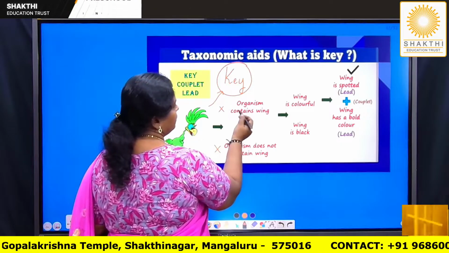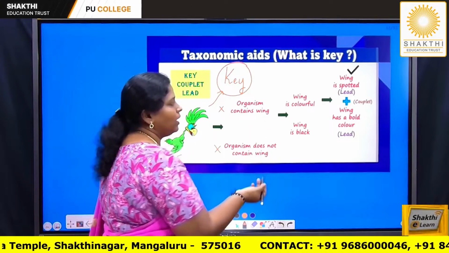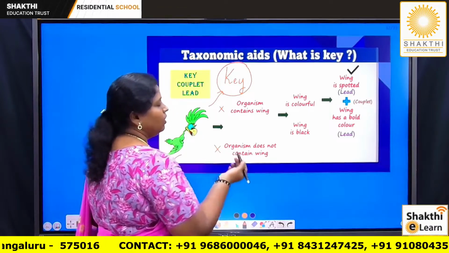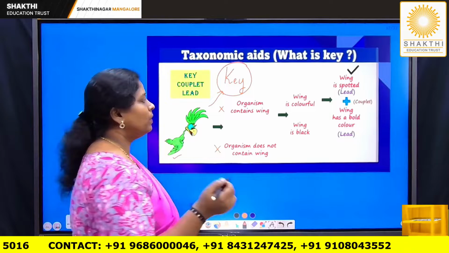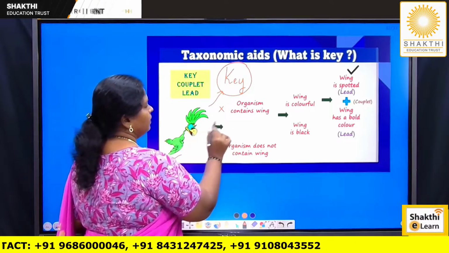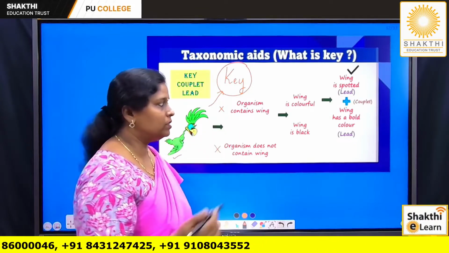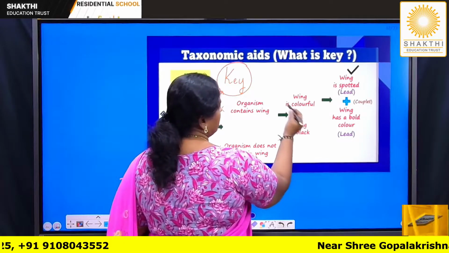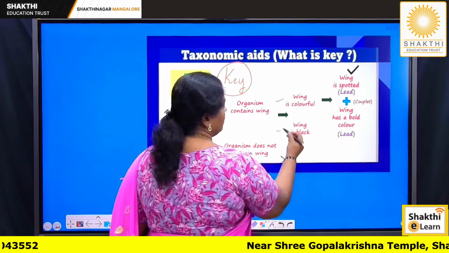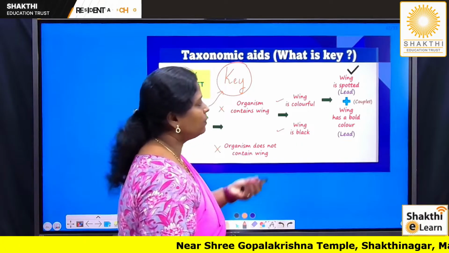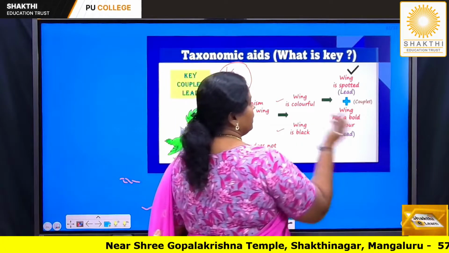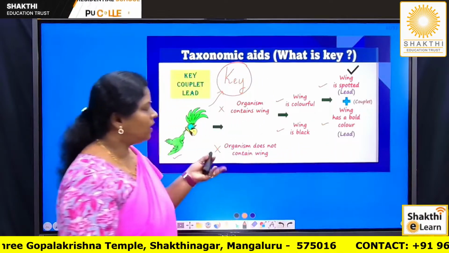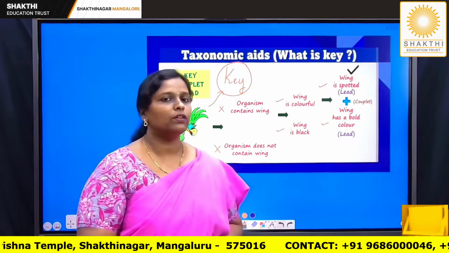A simple example is given here. One can check whether the organism has wings or does not have wings. Very simple. The ones which have wings are definitely the birds, or it can be certain insects also, but here we are taking one of the guesses, it can be a bird. So the person can go one step ahead. The color of the wing can be noted: the wing is colorful, the wing is black. Later, the pattern of the wings can be spotted: the wing is spotted, the wing has a bold color. So there are different keys for different particular characters.